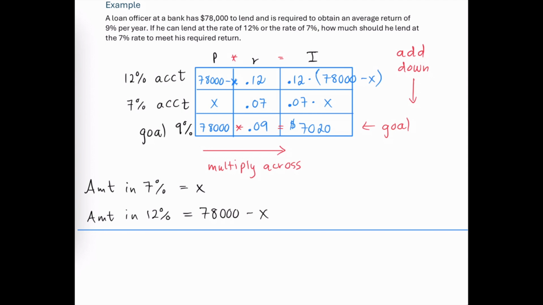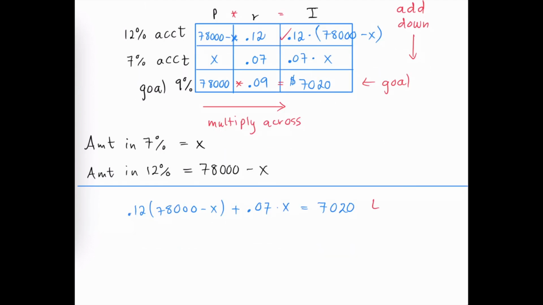So our equation is going to be the interest earned in the 12% account, which is 12% of the money that's in there, plus 7% of the money that's in that account, is equal to the $7,020 that is our financial goal. Now what we have is a linear equation with one variable, and we can solve for x. We begin by simplifying the left-hand side as much as possible, so we'll distribute 0.12 into this parenthesis. 0.12 times 78,000 is 9,360. 0.12 times negative x is negative 0.12x. We still have 0.07x is equal to 7,020.